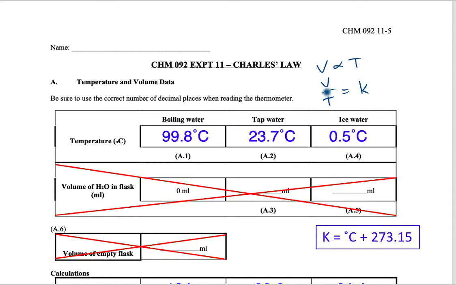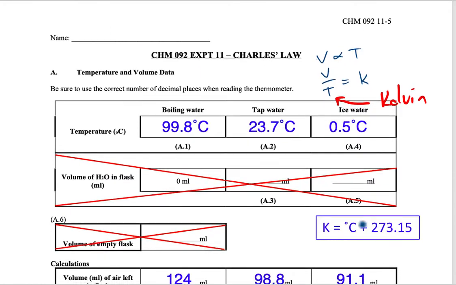Now, the three different samples that we use for this lab are boiling water, tap water, and then ice water. The temperature scale for the thermometers that we have in lab is in Celsius. Now, one of the big problems that you encounter with any of these gas law calculations is that the temperature always needs to be in Kelvin. So what you have to do first off is actually convert the degrees Celsius to the Kelvin value.